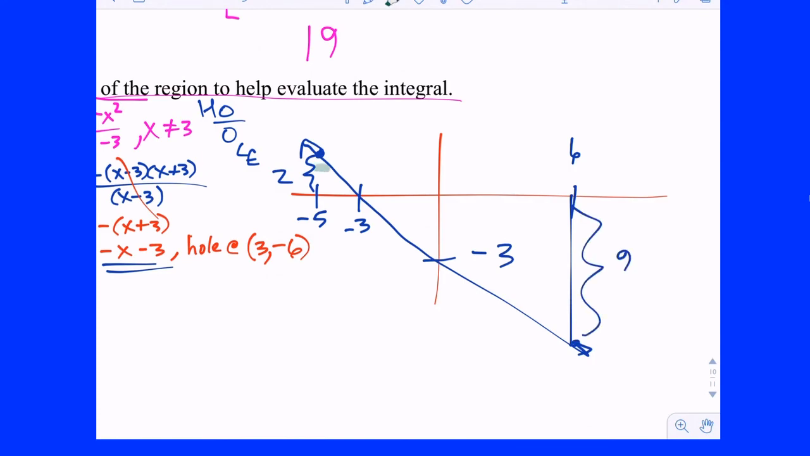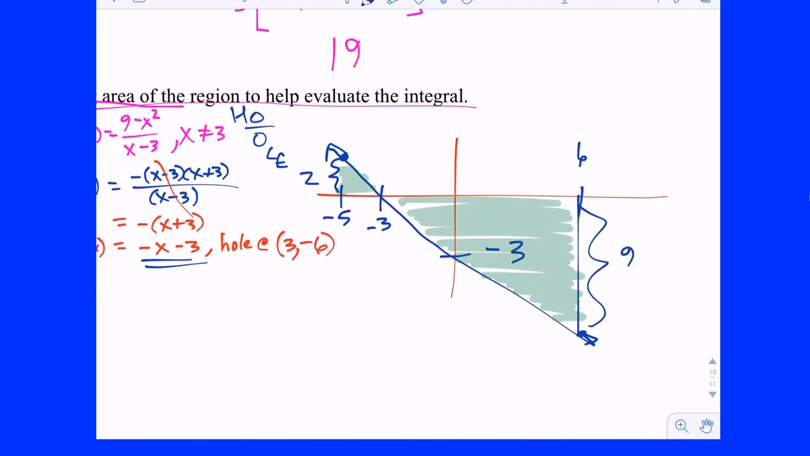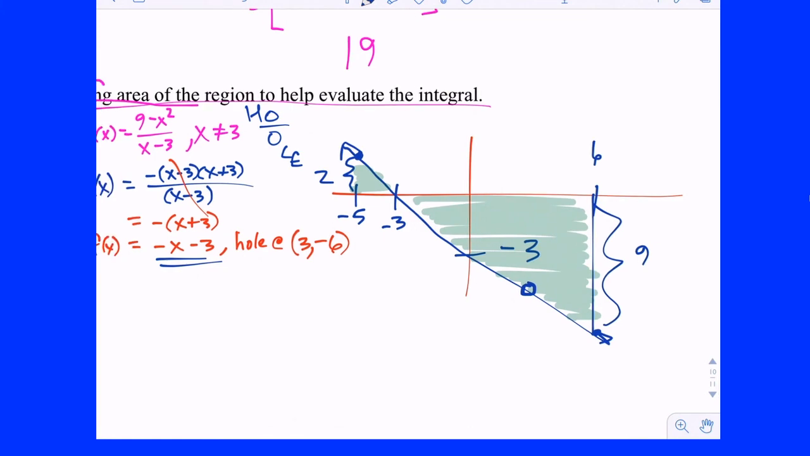So notice we have a triangle that's positive because we're going from left to right, and a much bigger triangle that's going to be a negative region. And of course, if you want to draw it true to scale, maybe somewhere in here you put an open circle. So now the hard part's done. We've identified the region. We know where the x-intercepts are. We know how to find the height by plugging it into this residual function, negative x minus 3.